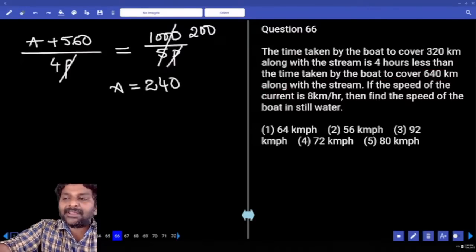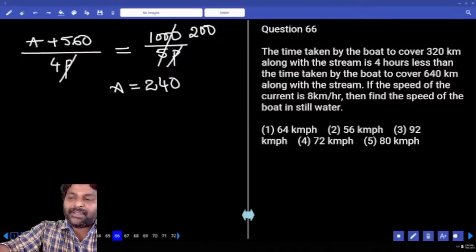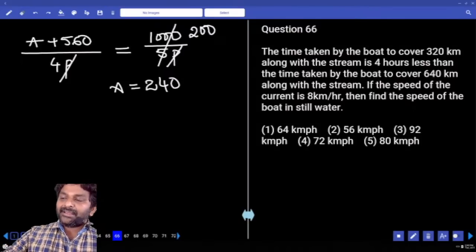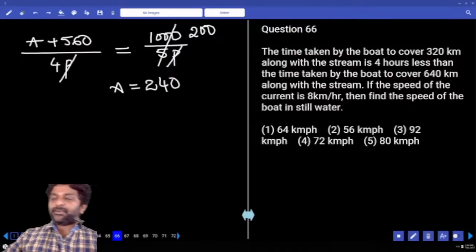The time taken by the boat to cover 320 kilometers along with the stream is 4 hours less than the time taken by the boat to cover 640 kilometers along with the stream. If the speed of the current is 8 km per hour, then find the speed of the boat in still water.